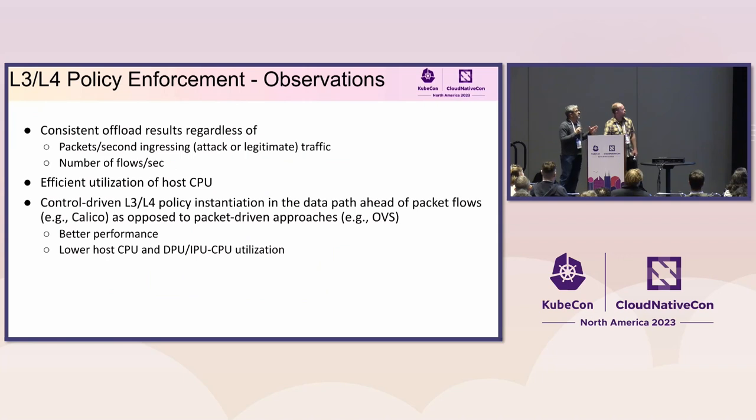So really the general observation is that there are consistent results that were observed across this experiment and other experiments for packet forwarding and packets per second under attack or legitimate traffic, and as a function of the number of flows per second, this is the flow rate that we call. There is efficient utilization of host CPU because the host CPU is spending more time doing application layer processing and less time doing network layer processing.